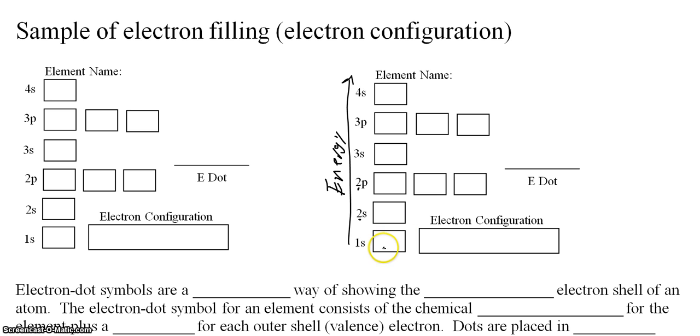Now each box here represents an orbital. So the S has one spot where the electrons can go. So this box can hold 2 electrons. This 2s can hold 2 electrons. Now with the P though, because P has 6 lobes, this would be one pair of lobes, this is another pair of lobes, and this is another pair of lobes. So the p orbital can hold up to 6 electrons.